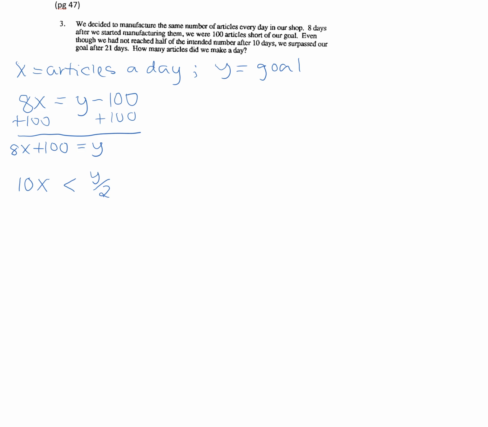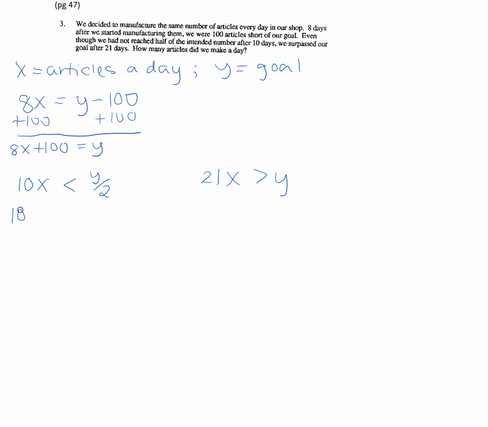So let's move on to our third statement, where we're saying that after 21 days, we've surpassed our goal. So this is saying that 21 times X is now greater than our goal, which is Y. So now we have two inequalities, and we want to figure out what X is from these inequalities. And the first thing I'm going to do, I'm going to start with the inequality on the left, and I'm going to replace Y with our expression in terms of X.